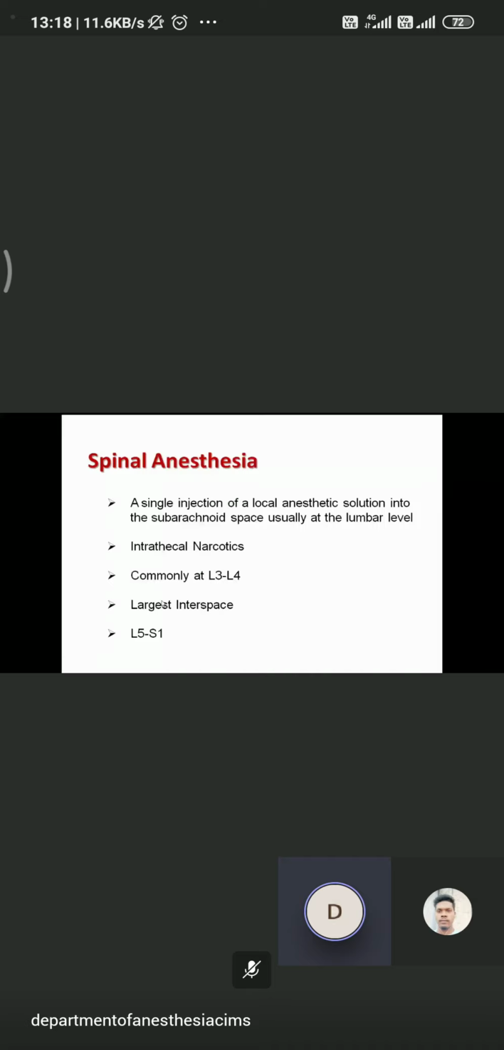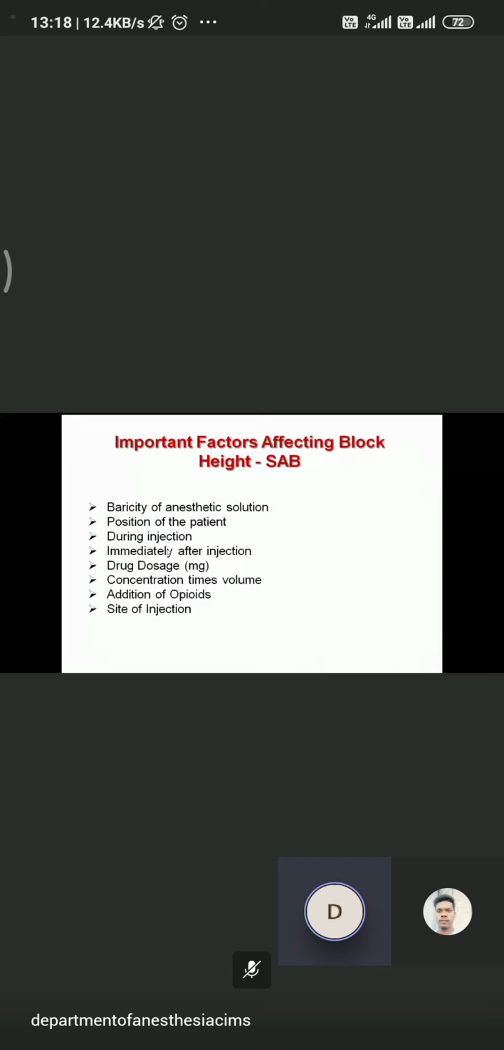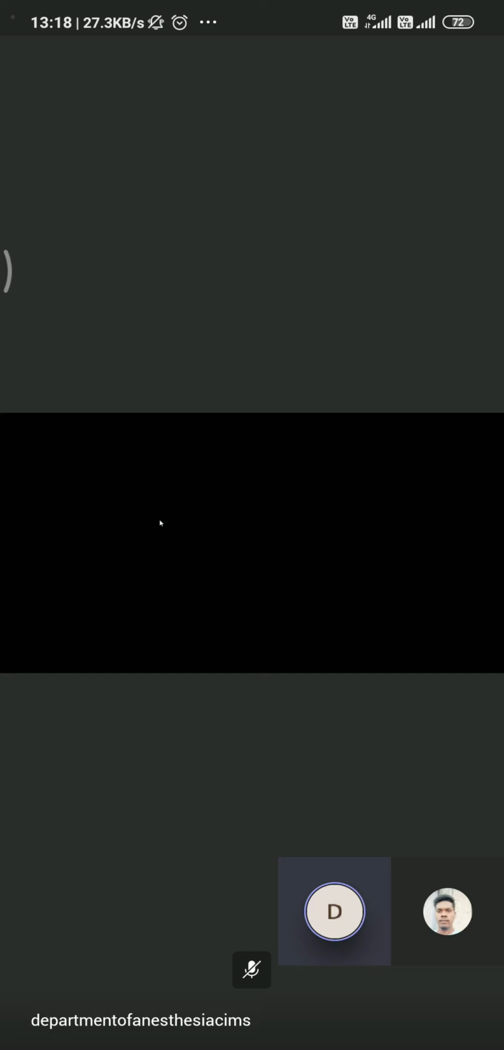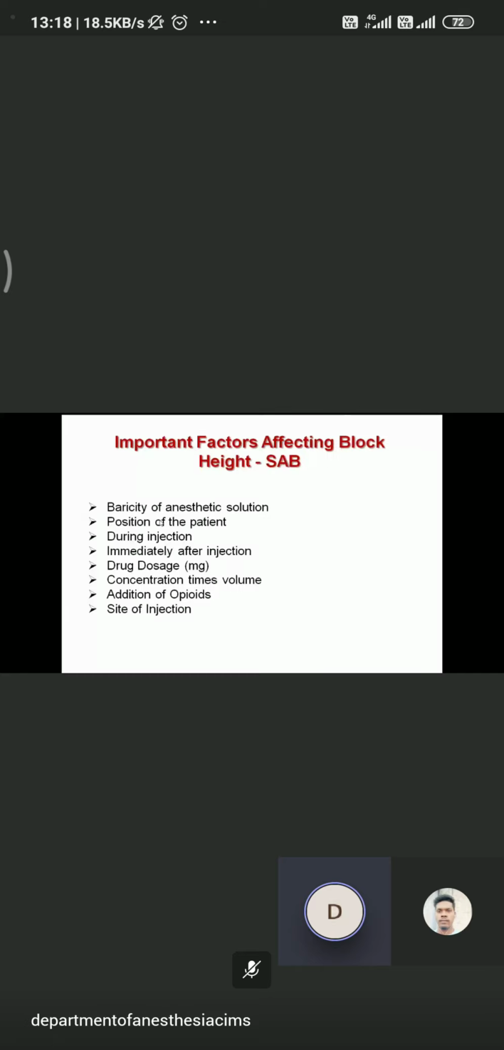There are some important facts which affect the height of the block. We are giving the drug at the L3, L4 intervertebral space. How it will block the sympathetic outflow, and the autonomic and motor block, depends upon certain factors, at which level the drug reaches. It depends on the baricity of the anesthetic solution. It depends on the position of the patient while giving the drug, and immediately after injection. Drug dose is also important.